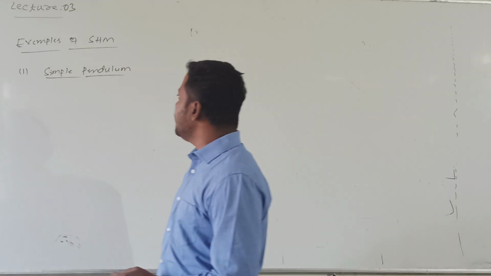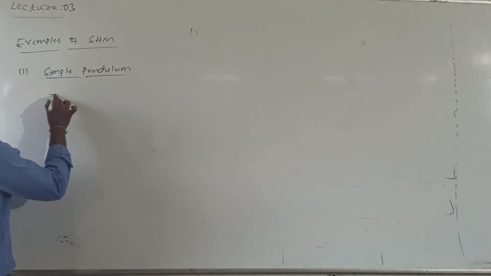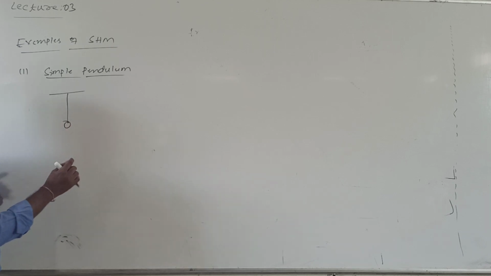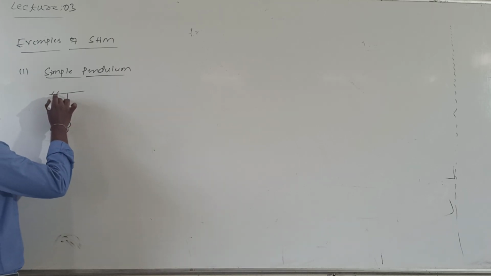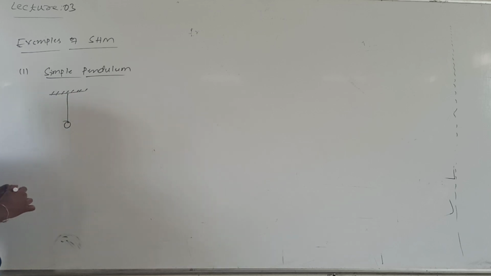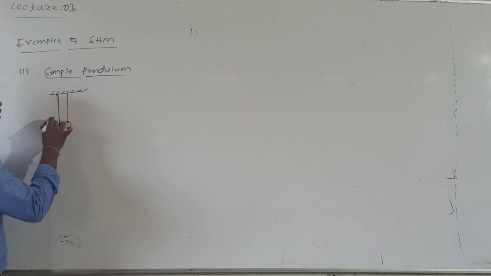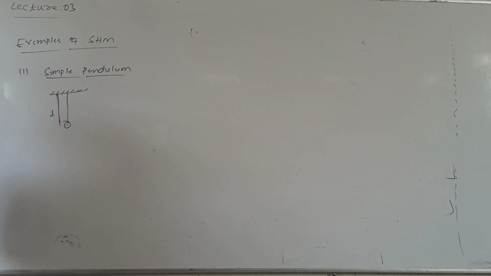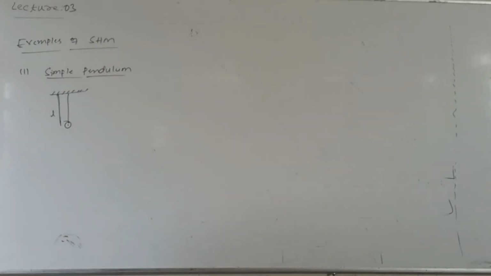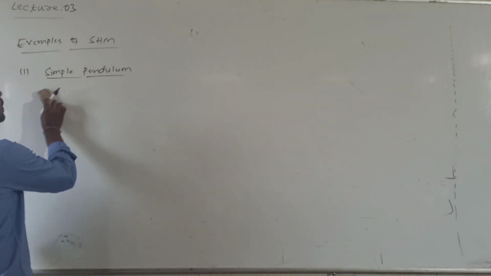What is a simple pendulum? A simple pendulum is an arrangement in which a point mass, we will treat the bob as a point mass, is suspended by a string from a rigid surface. What is the length of the pendulum? It is the distance from the point of suspension to the center of gravity of the bob. Derivation of the time period is not necessary, but roughly we will see it.